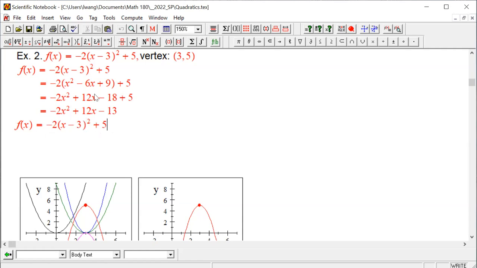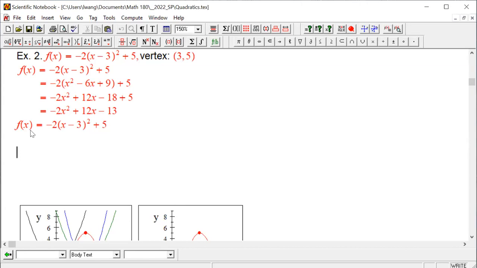Maximum, minimum. So if I pick f of 3, what do I get? I get negative 2 multiplied by 3 minus 3 squared plus 5. The perfect square part becomes 0, and negative that part is also 0. The final result is 5. So 3 comma 5: the input is 3, the output is 5.